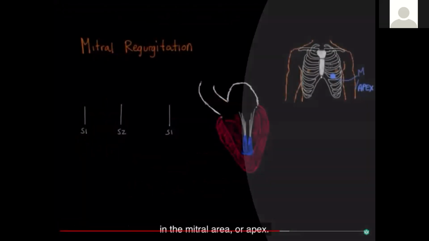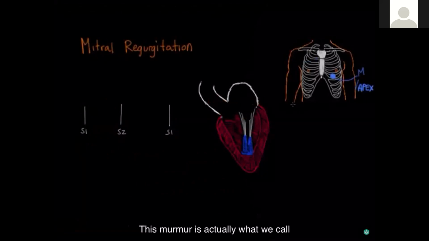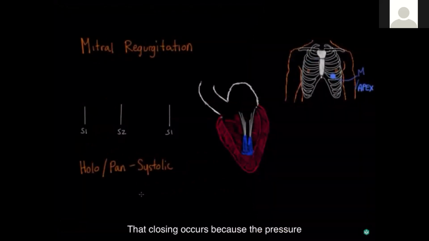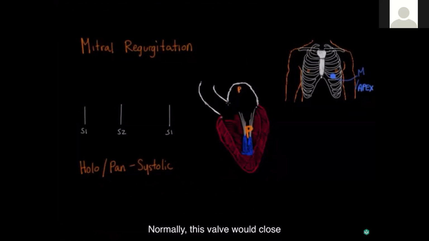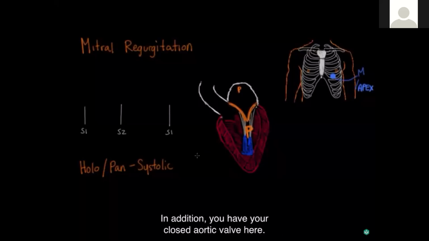So the next murmur, mitral regurgitation, is heard at the apex. This murmur is actually about closing of the mitral valve. And that closing occurs because the pressure in the ventricle, this P here, is greater than the pressure in the atrium, this small p here. And so normally, this valve would close, and that would give you your S1. And in addition, you have your closed aortic valve here. But instead of closing, remember we're talking about mitral regurgitation. And so this is a closing problem.